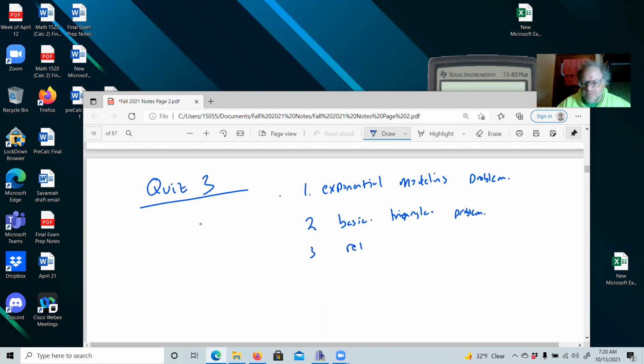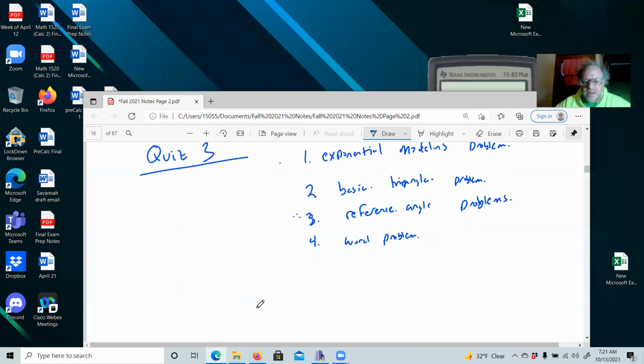3 is we're going to have some reference angle problems. Okay, and I get it. This is something you have to practice. I'll show you how to draw it. But yeah, I sympathize for everybody who's having trouble with this. It took me a while. Okay, and then we have a word problem, a trig word problem. Okay, so let's get started here.